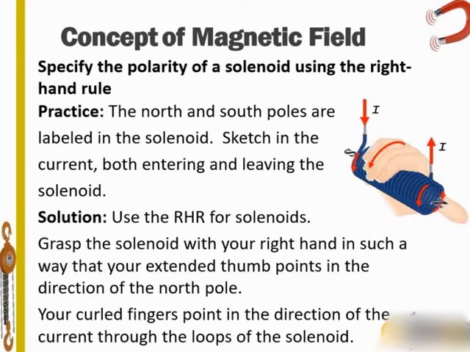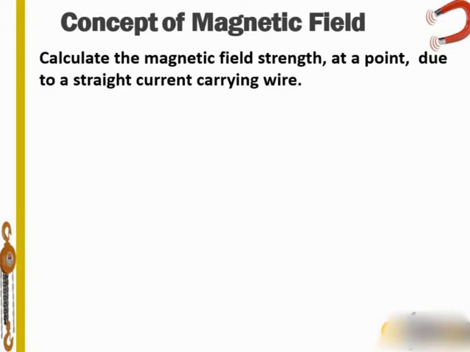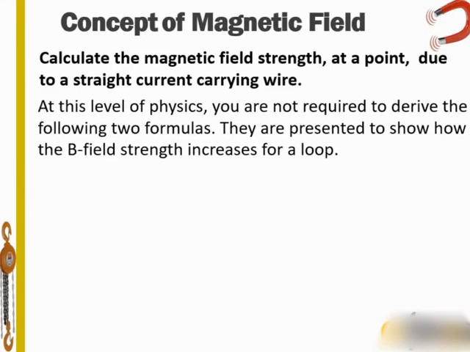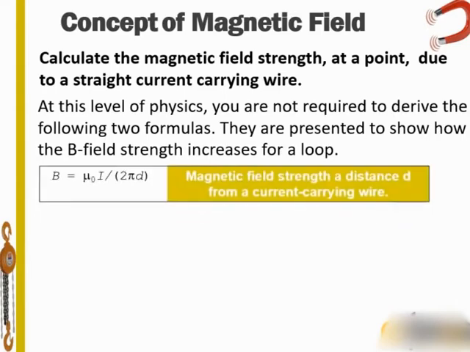Okay, so let's have a look at the calculation now. So we're going to calculate the magnetic field strength at a point due to a straight current carrying wire. So we're going back now to straight line current carrying wires. We're deviating a little bit from solenoids. We'll come back to solenoids in a moment. But let's have a look at how we would do the calculations to find the magnetic field strength at a point. What's very important to notice is that you're going to be given some formulas.